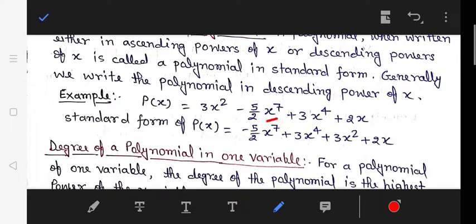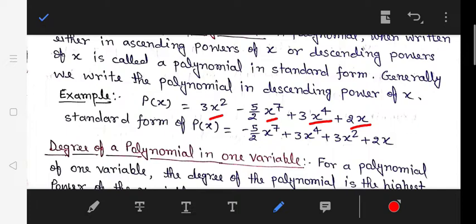After that you are going to get that after 7, the next highest exponent is 4, x power 4. So it will be written in the second place, then plus 3x power 4. After that the next highest exponent is x square, that is 2. So after that you will write plus 3x square. Then in the last, the x power 1 is there, so plus 2x. So it is the standard form of the polynomial.